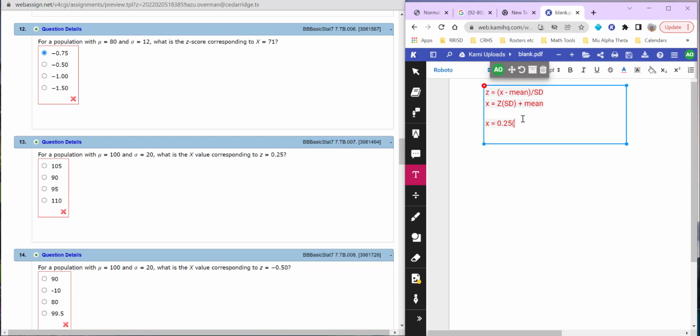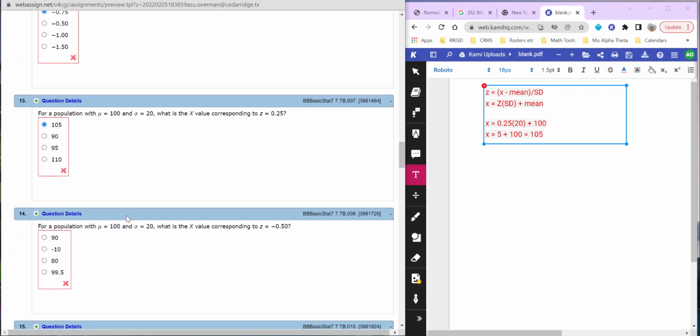So x equals 0.25 times the sigma, which is 20. Remember sigma, that funny symbol on the left there, that's just another way of saying standard deviation. And then plus 100. Well, that's x equals 4 plus, oh wait, let's see, is that right? 5, not 4. Plus 100 equals 105. So it's 105. All right, let's do it again.